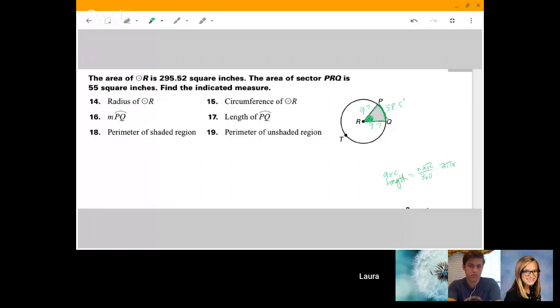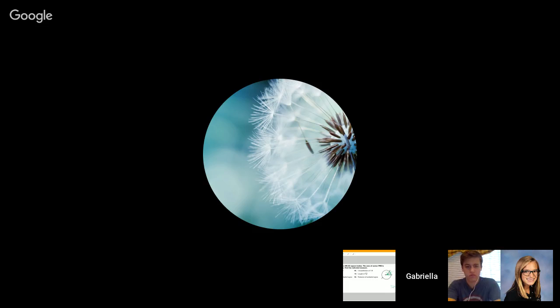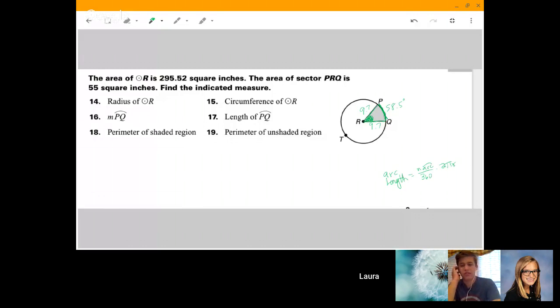Do y'all agree with that? Have y'all solved number 16 yet? Or do you need help solving 16? No, I got it. Thank you. Okay. I think I got it, but I'm not sure. Was it like 58.5 is what I got? Yeah, that's what Anna said, I think. I think it was Anna.